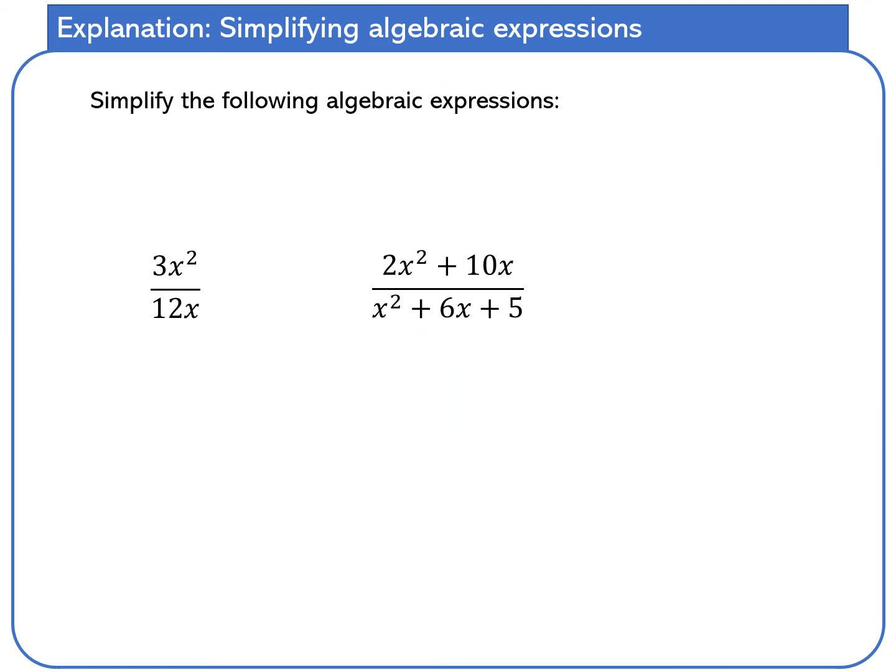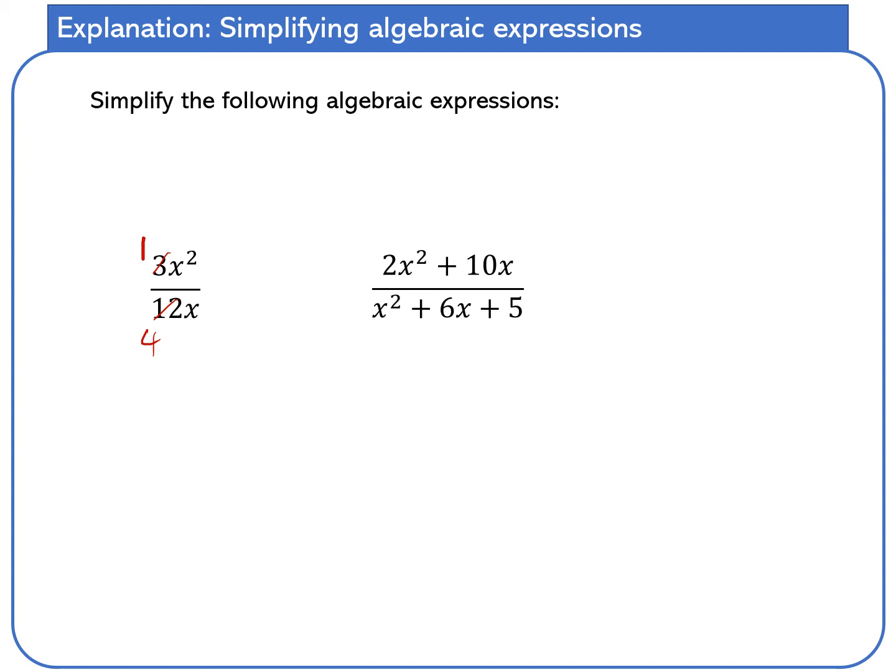Simplify the following algebraic expressions. So if we consider the first one, I can see I've got common factors on the numerator and the denominator. I've got a 3 that goes into both 3 and 12. So 3 divided by 3 is 1. 12 divided by 3 is 4.